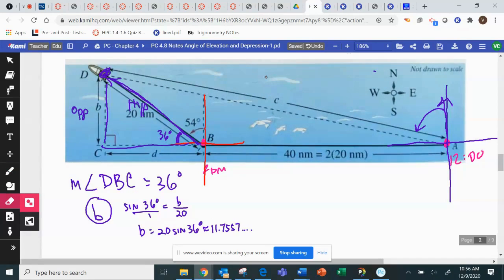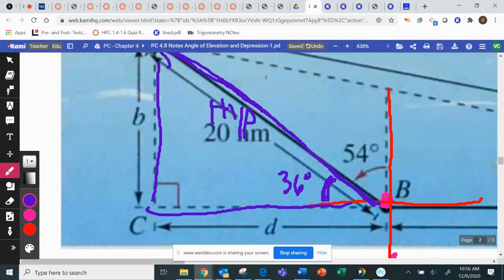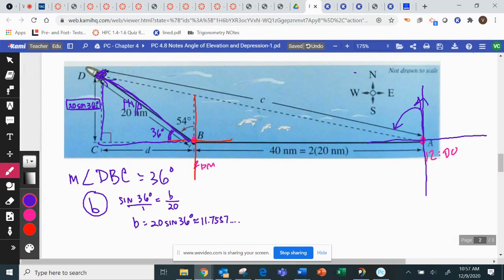So let me get rid of this word opposite. Oops. And I'm going to put 20 sine 36 for my B value. This 20 sine 36 is the most accurate length. And I don't know if you guys are aiming towards something and you're off by a couple degrees, but you're not going very far, it's not going to matter. But if you're aiming towards something and you're off by a couple degrees, but you're going for miles, by the time you get way out there, you're going to be way off the target. So that's why I'm trying to be as accurate as I can. All right, let's find D.